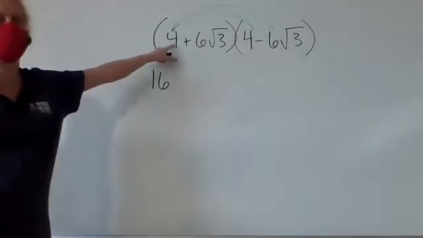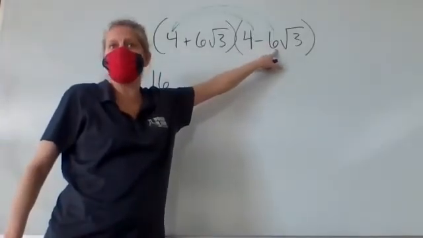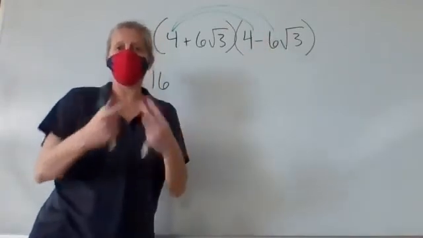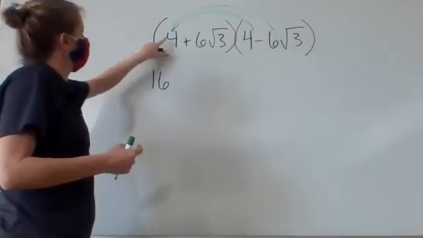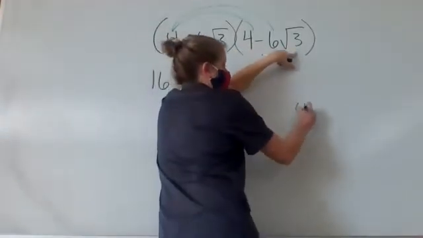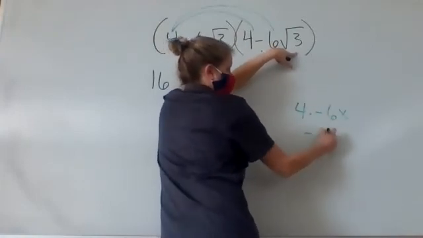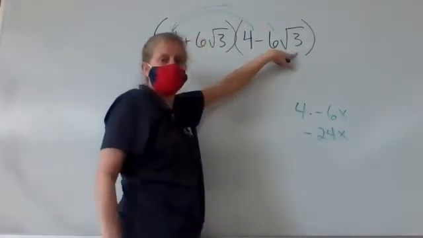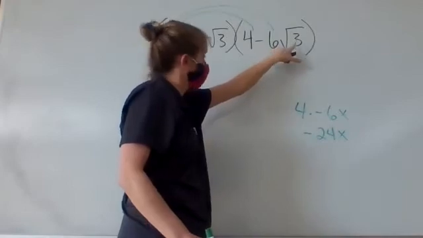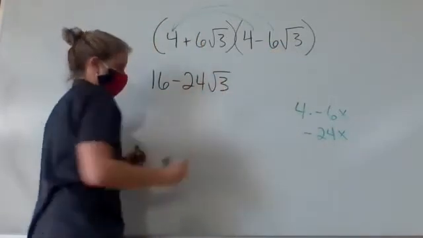Is this 4 under a square root? No. Then it multiplies with the part of this that is not under a square root. So you got negative 24. So you're going to have negative 24 with a square root of 3, right? Think about if this was 4 times negative 6. What if that was an x? What would you have? 4 times negative 6x would give you what? Negative 24x. It's the same concept. 4 times negative 6 square root of 3 gives me negative 24 square root of 3.